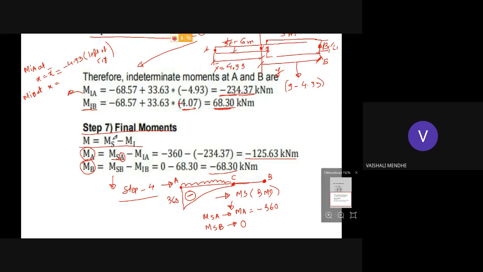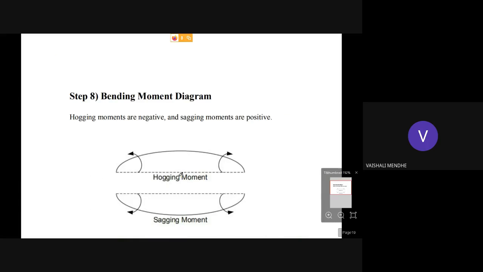That is why you first have to find the determinate moment by making the structure determinate at A and B, only at the corner, only at the supports. Because using column analogy, you will get only the end moment, MIA and MIB, using the column analogy equations. So by using this equation, you will get MA and MB. Once you get the final moment, you will be able to draw the bending moment diagram.